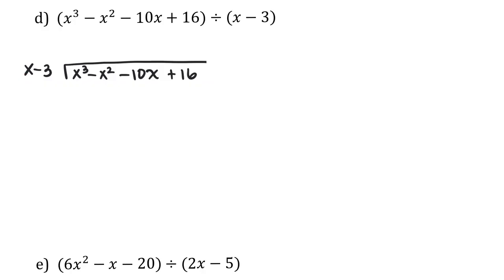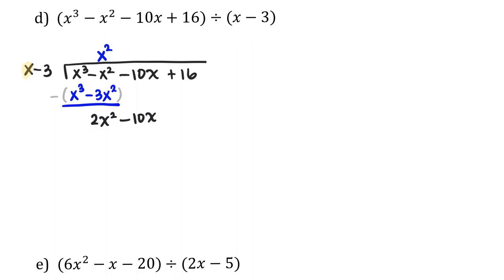Okay, I have x to get x cubed. I'm going to highlight the x because every time I look, I just look at the first term. To get x cubed, I have to times by x squared. X squared times x is x cubed. X squared times negative 3x squared. Okay, subtract down. X cubed minus x cubed cancels. Negative x squared plus 3x squared is 2x squared. Okay, I'm going to bring down the minus 10x.